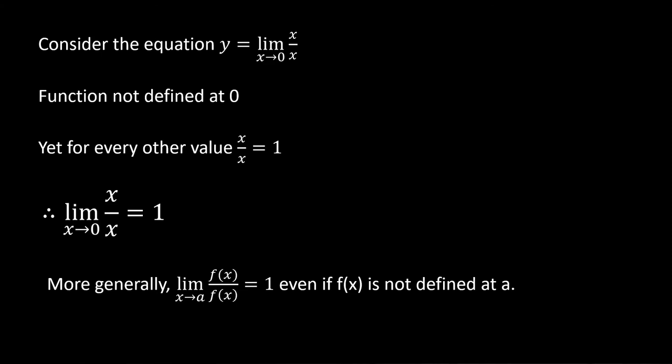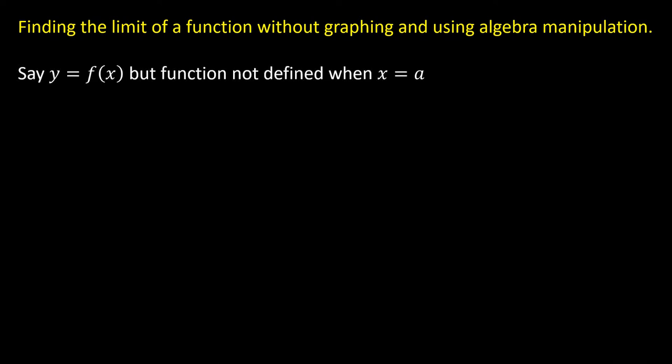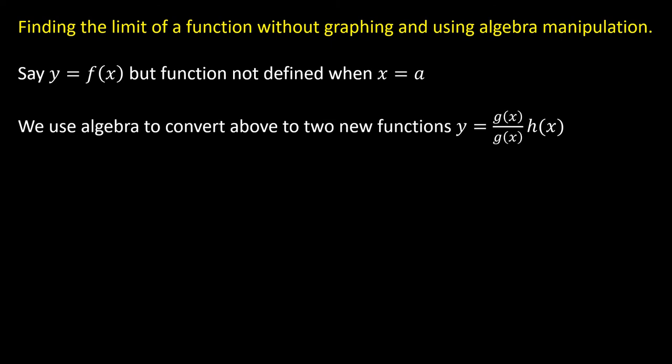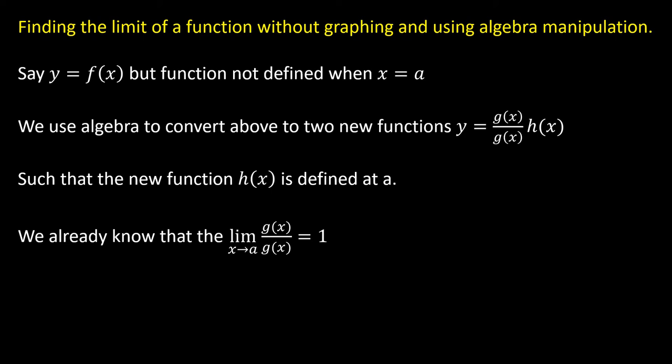We can use this important limit to help us algebraically determine the limit of a function without manually creating a table of values or graphing it, as we did with our first example, y equals 4x squared minus 4 over x minus 1. The trick is, if we have a function, say f(x), that is not defined at x equals a, but we can algebraically manipulate it to put it in the form of g(x) over g(x) times h(x), where g(x) and h(x) are new functions derived from the original, then if h(x) is now defined at a, we know that the limit as x approaches a of g(x) over g(x) must equal 1. So therefore, the value h(x) spits out when x is equal to a will be the limit of the original function y equals f(x). We shall now use this method on our example equation.